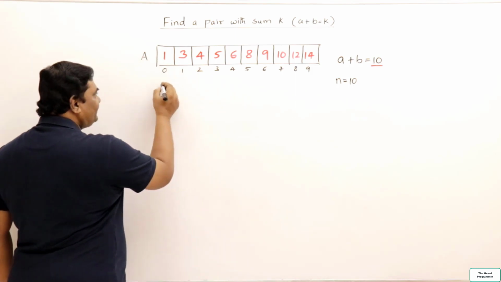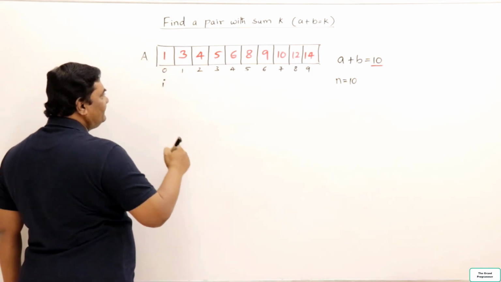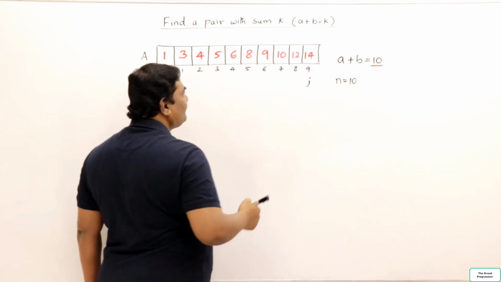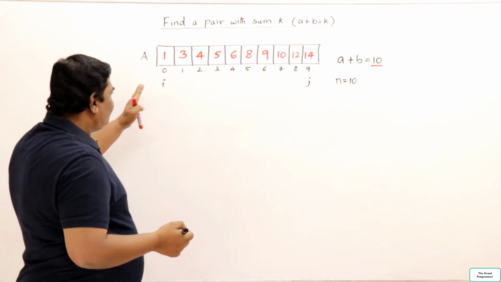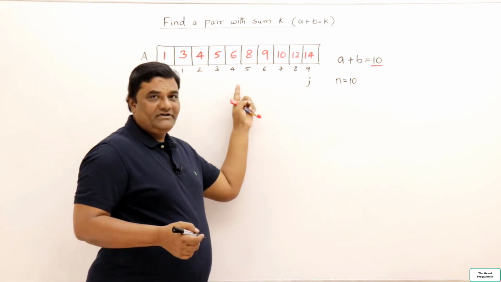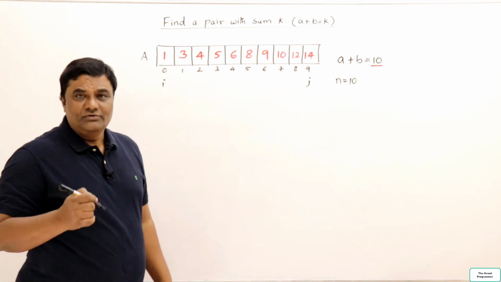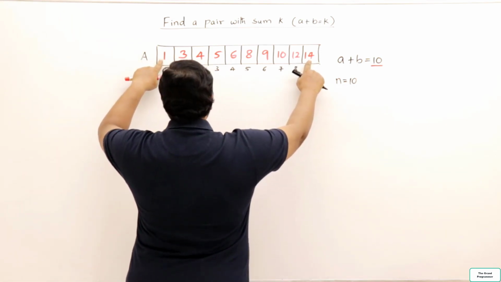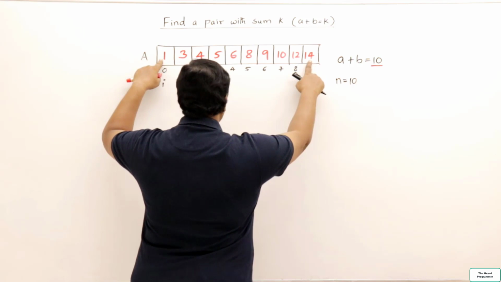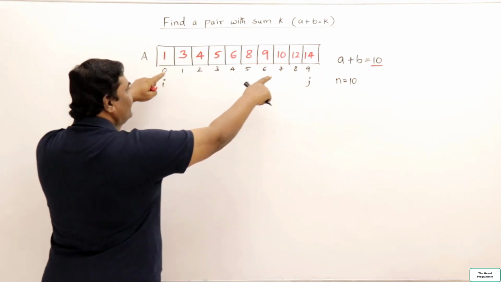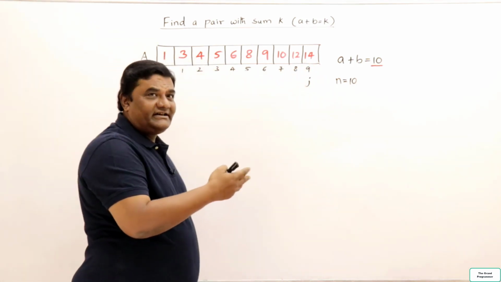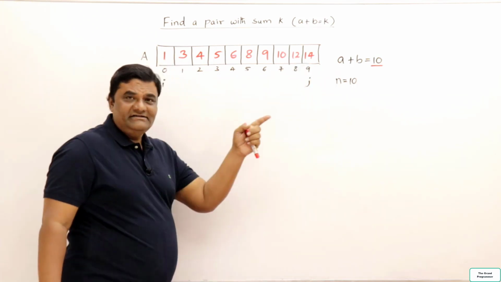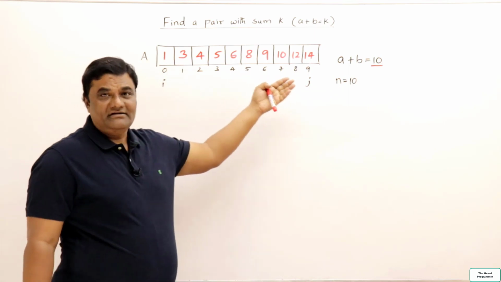For scanning through this, I will take i, starting at 0, and j at the last index, that is n minus 1. Then using this, I will proceed i in this direction, and j I will move in this direction. Then what I have to do every time? Check whether these two are equal to 10. No, this is greater. 1 plus 14 is 15. That is greater because that number is bigger, right?